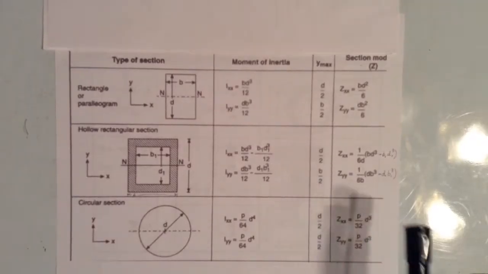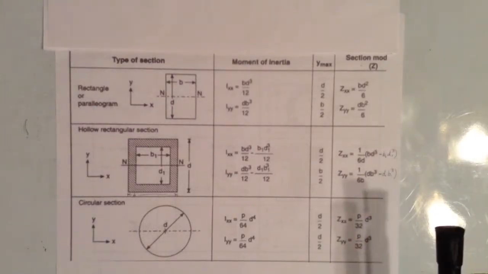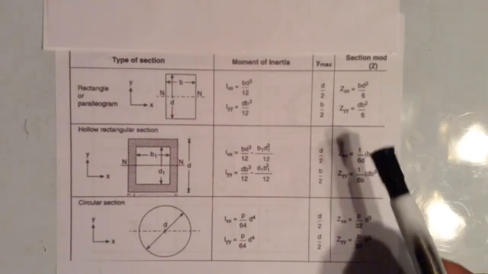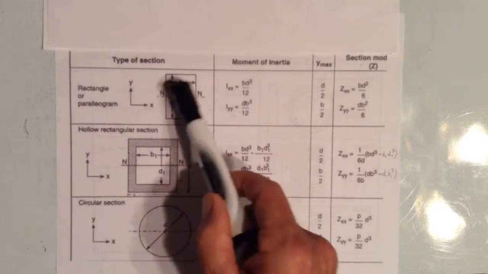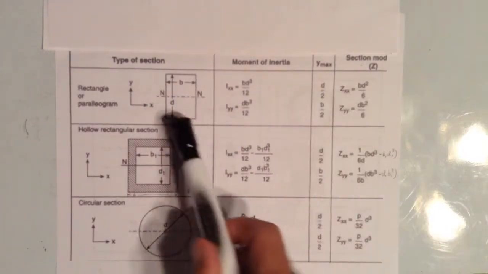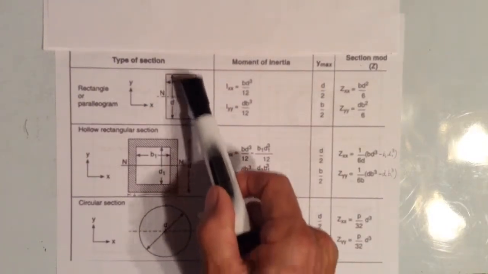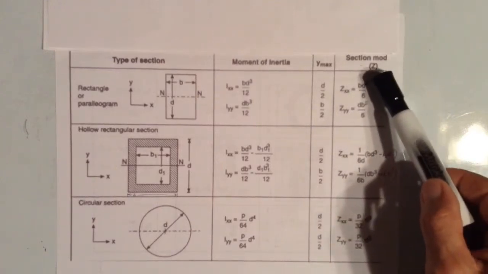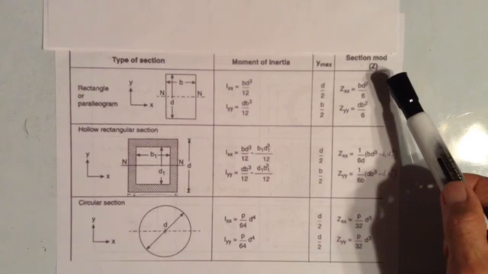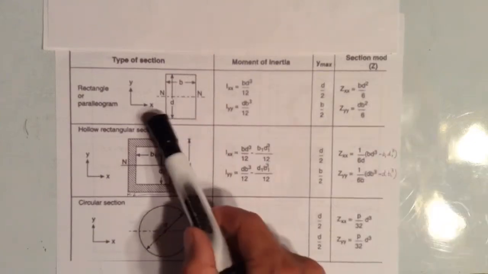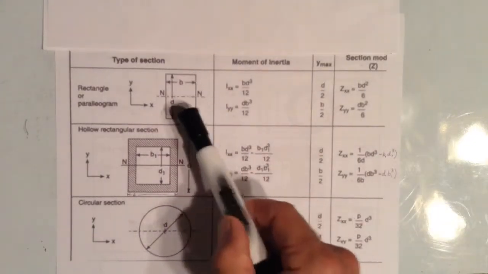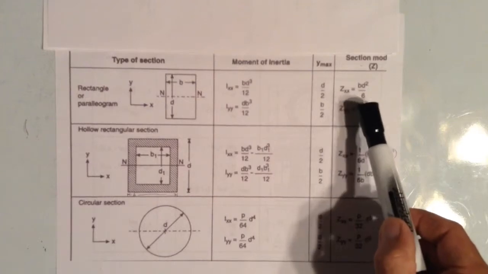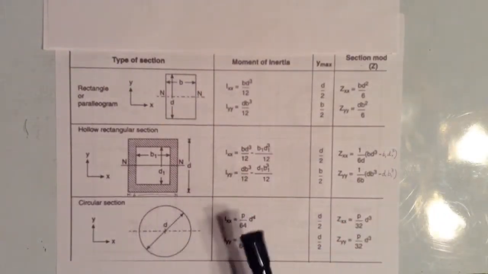Here's a chart that shows the section modulus of various cross sections. As we figured out a while ago, for this rectangular cross section, the section modulus is that times that squared over 6. Here they call it base times depth squared. We called it height a while ago. It doesn't matter what you call it. That times that divided by 6 gives you your section modulus for a rectangular cross section.